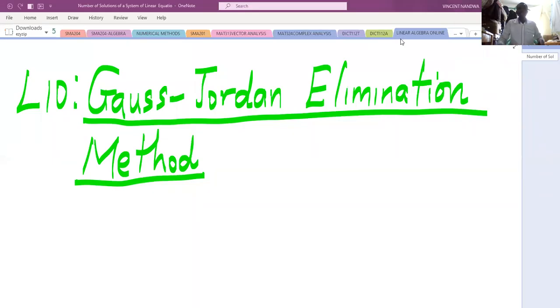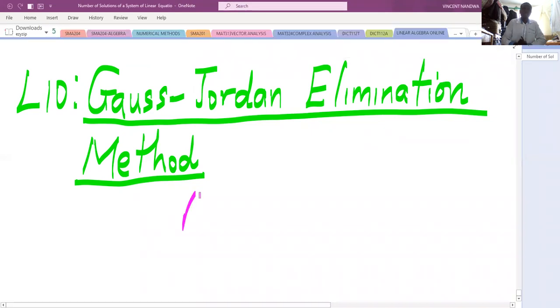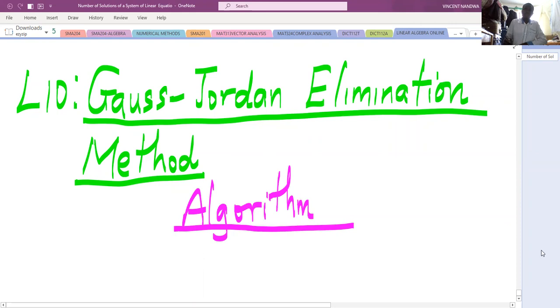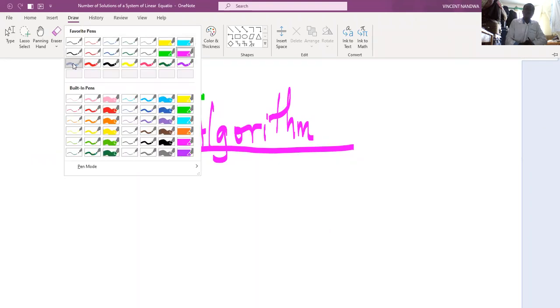Welcome to this class. In this session, we are going to discuss solving systems of linear equations by the Gauss-Jordan elimination method. So the first step, we are going to give the steps you need to follow, the so-called algorithm. These are the steps you need to follow.